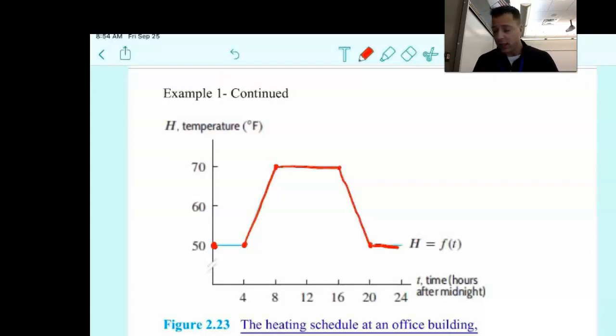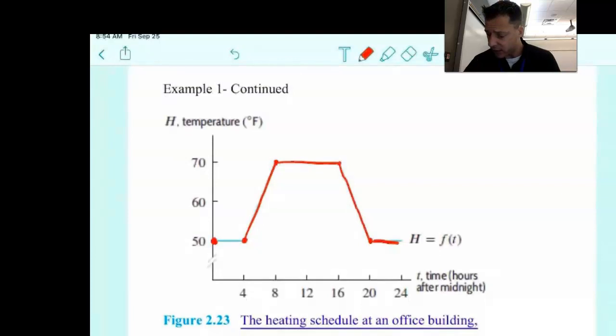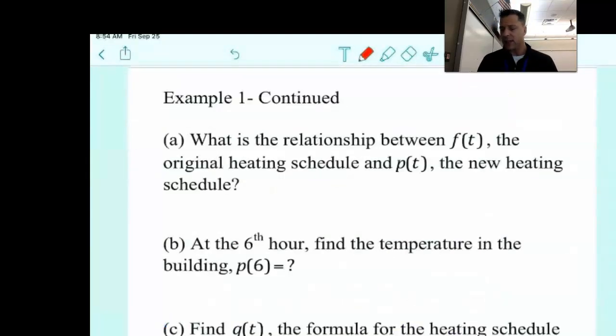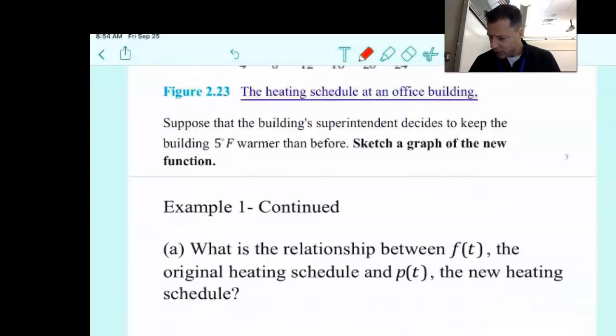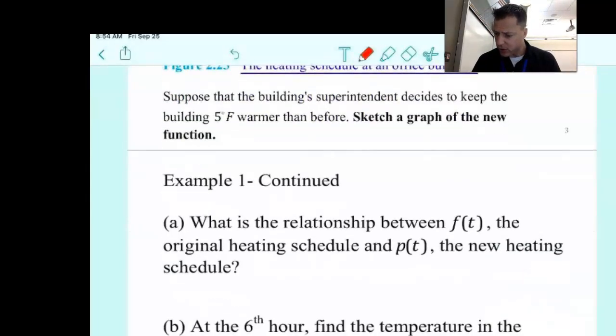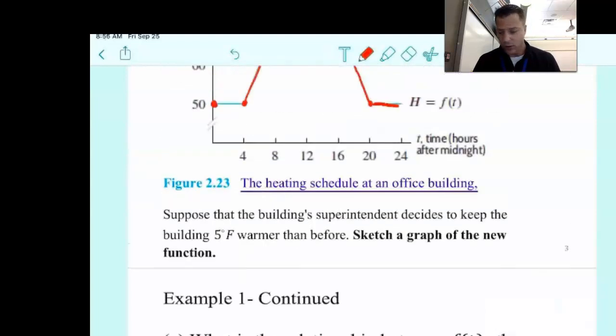So let's look at what they're asking us here. We're going to use that graph. It says, example 1 continued. What is the relationship between the function F, the original heating schedule, and P of T, the new heating schedule? Okay. And if we look under here, it says, suppose that the building superintendent decides to keep the building 5 degrees warmer than before. Sketch a new graph of the function. So we're going to end up doing that.